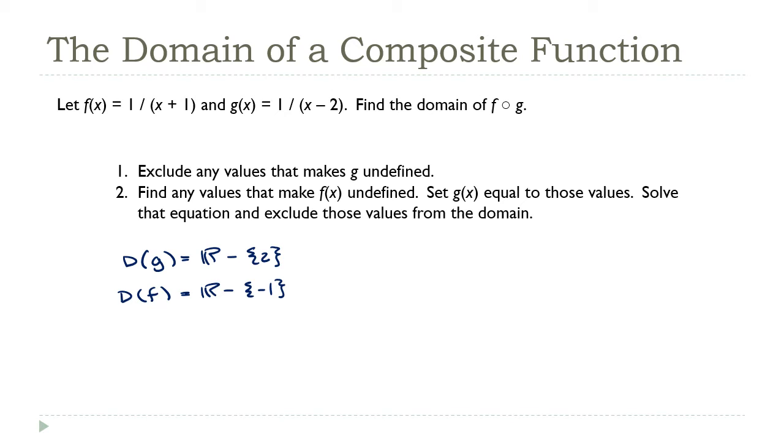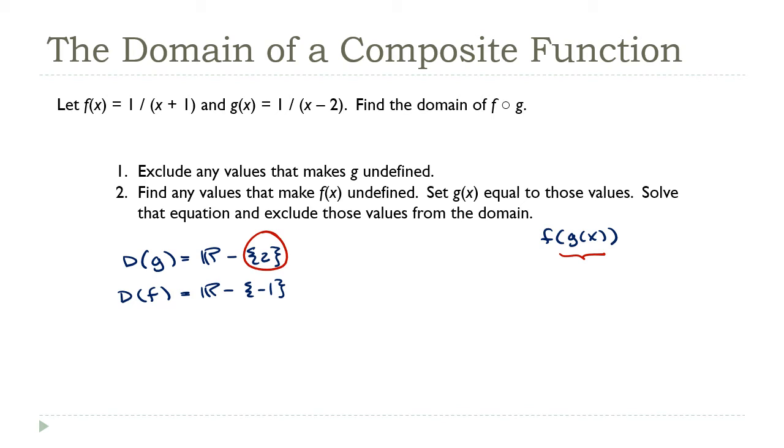Well, first we have to exclude 2. That's step number 1. 2 makes the original g of x function undefined. It's got to go. Now, remember we're talking about the composition f of g of x, and we're not allowed to put any number in here. We're not allowed to put -1 in there.